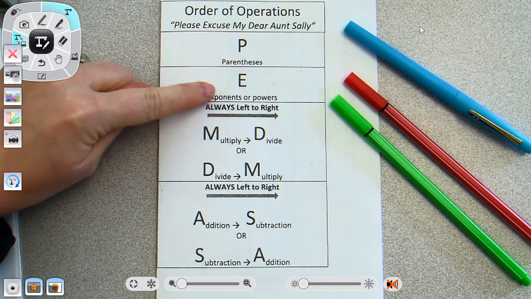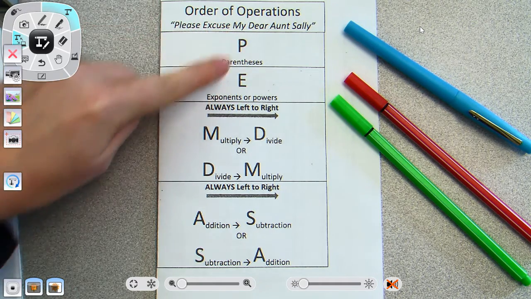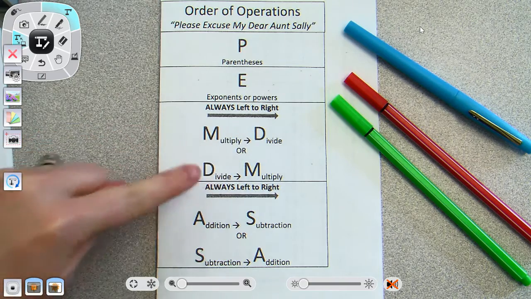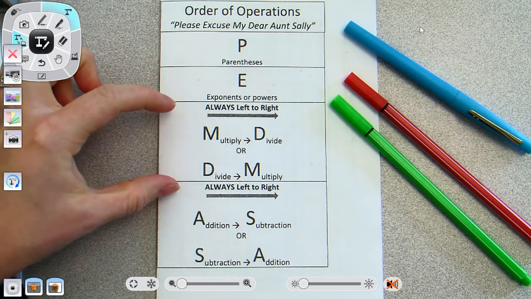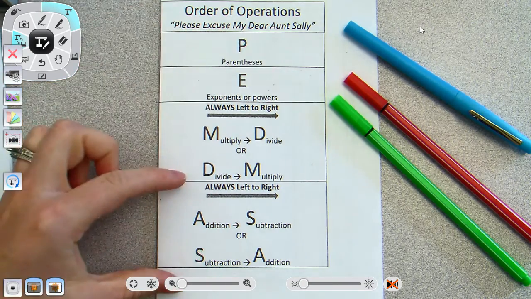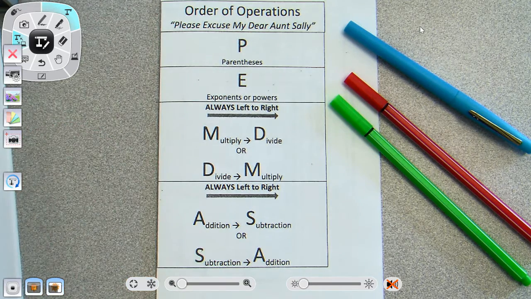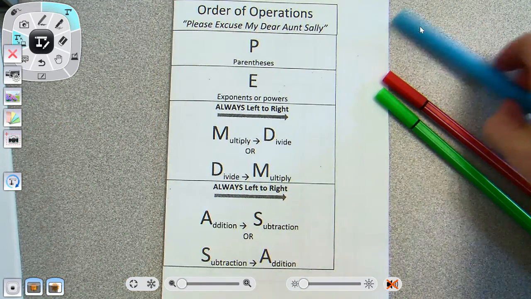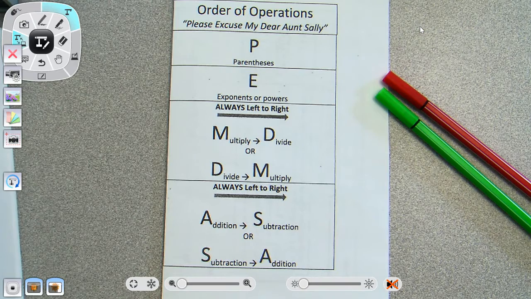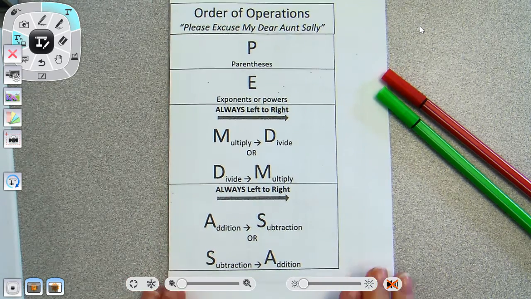The E for excuse is exponents. My dear is multiply and divide. Now those are in the same family, so we'll talk about that in a minute. And then Aunt Sally is addition and subtraction always come last. Okay, so the way I like to think about this is that these are different strengths of different math. So we're going to work on some really strong concepts first.